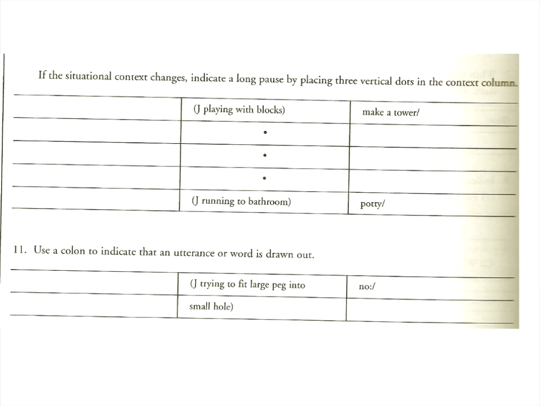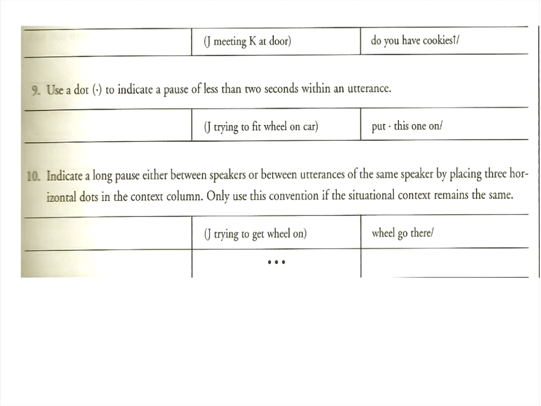Okay. So, Jay playing with blocks. Oh, this right here, you indicate a long pause if you have different situations. So you got to pause. You see it's going vertical because first he's playing with blocks and then he's running to the bathroom. Okay, this one is horizontal because it's a long pause between the phrase.